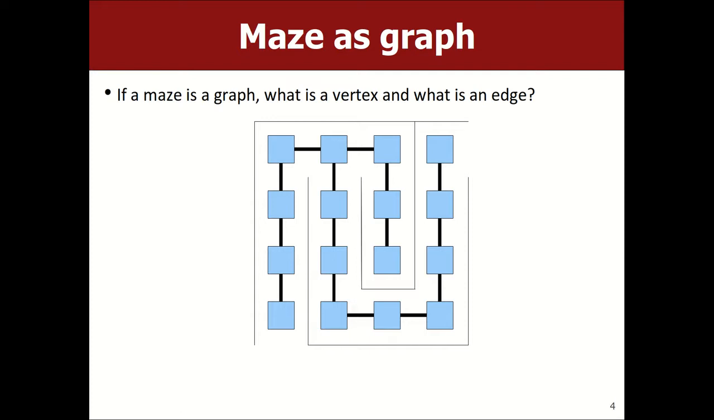Now again, why would you want to think of a maze as being a graph? Well, because there are lots of great algorithms for graphs that are already well-defined, that are on Wikipedia or in your book or whatever, where you can just say, I'm here and I want to get to here. How do I do that? Run this algorithm and I'll get the answer and I'm done. So that's a nice thing.